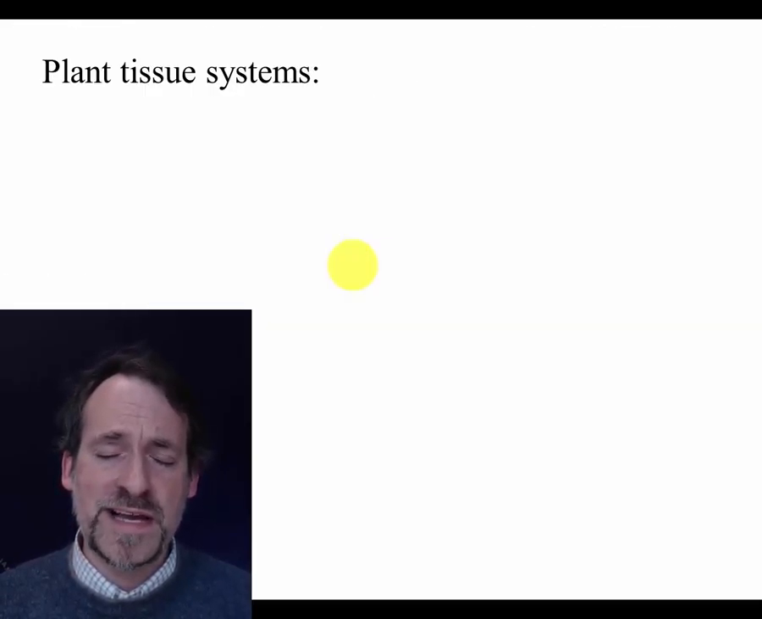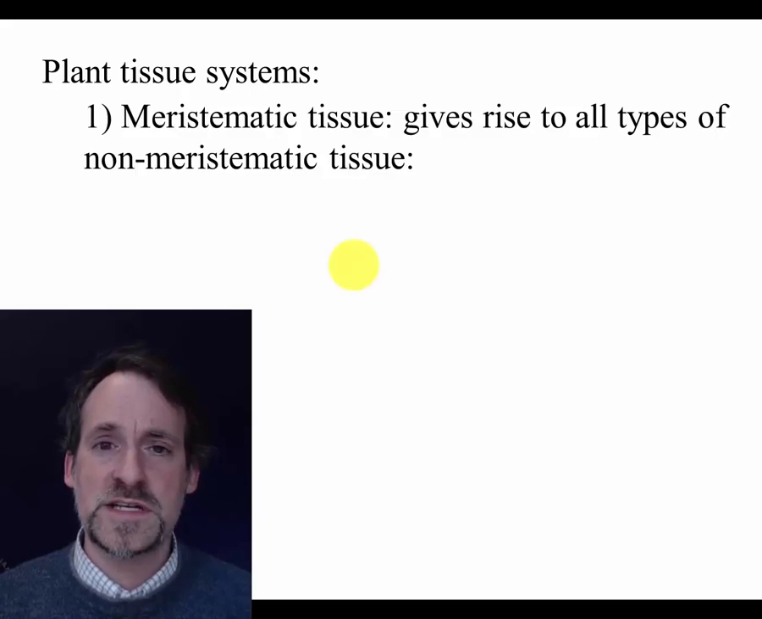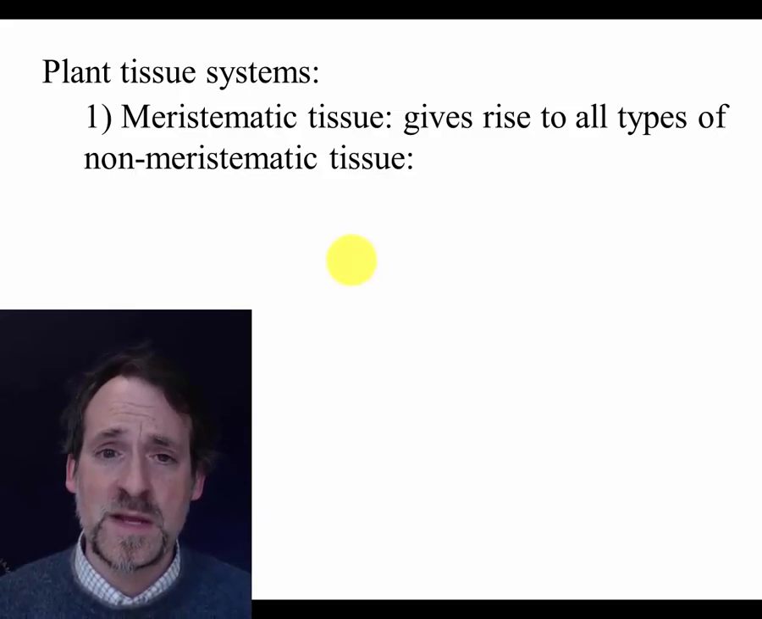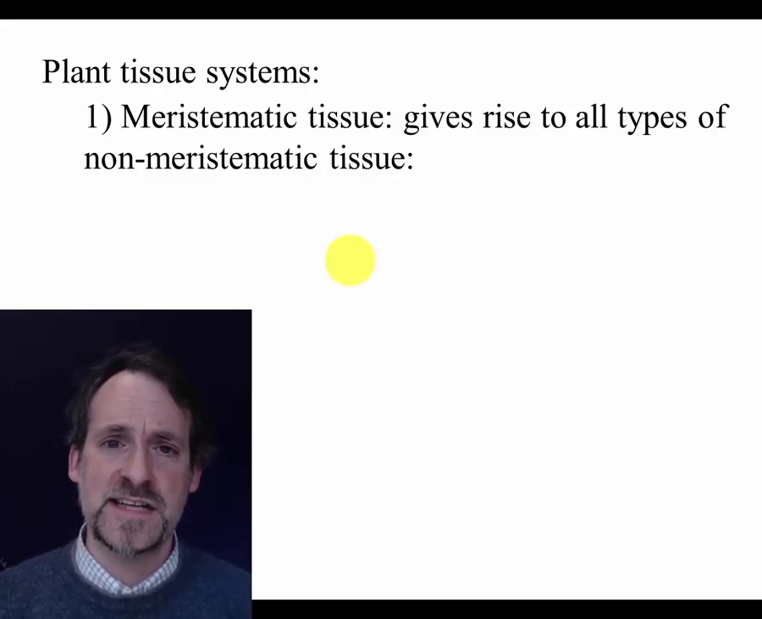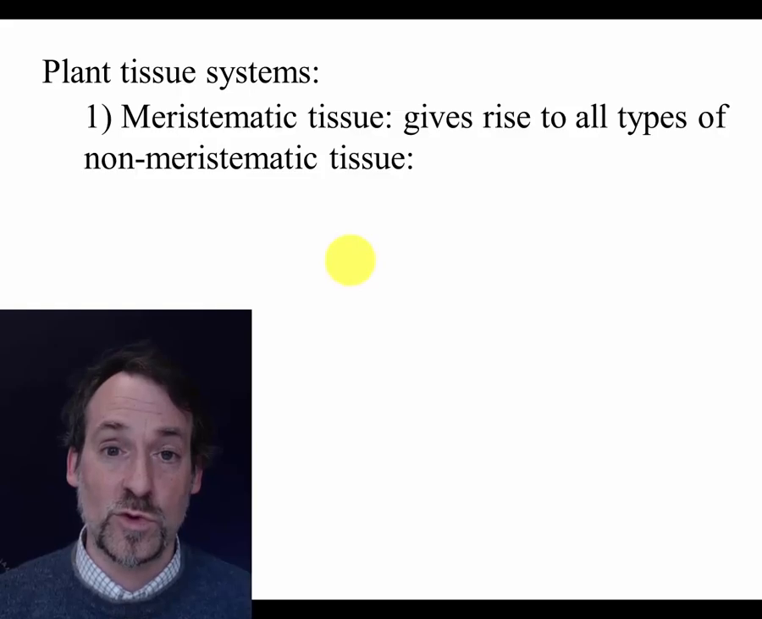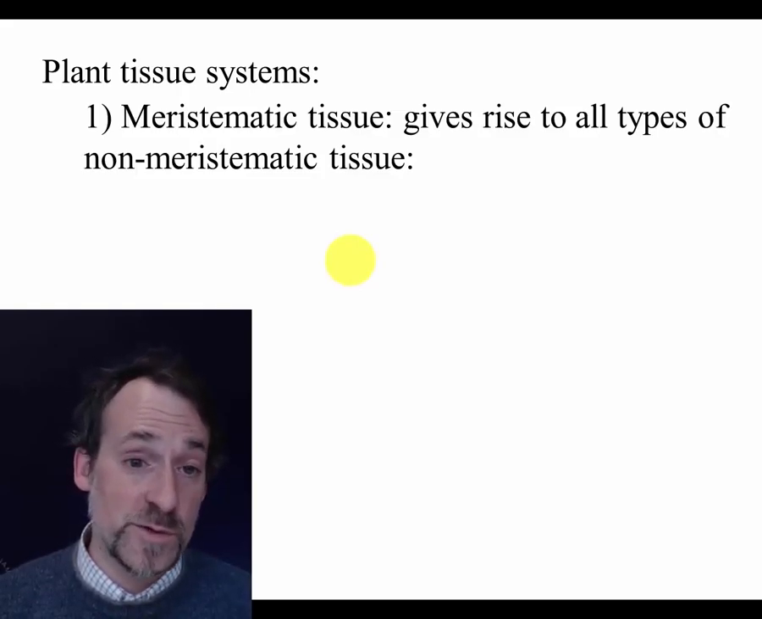There are 4 plant tissue systems that you ought to know about. One of them is meristematic tissue. This is undifferentiated tissue, kind of like human stem cells. It has not yet taken on a specific role or identity in a plant. Then there are 3 kinds of differentiated tissue.